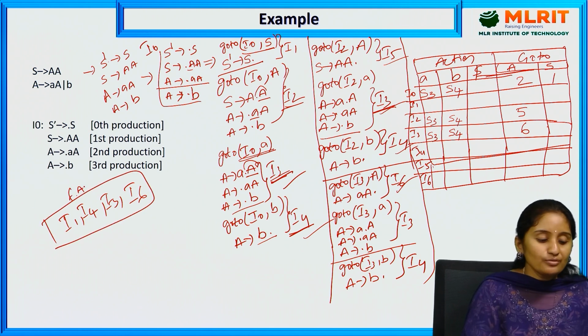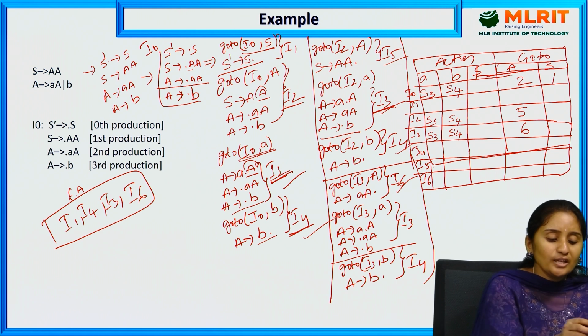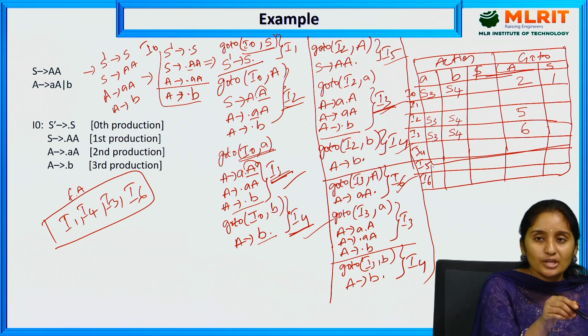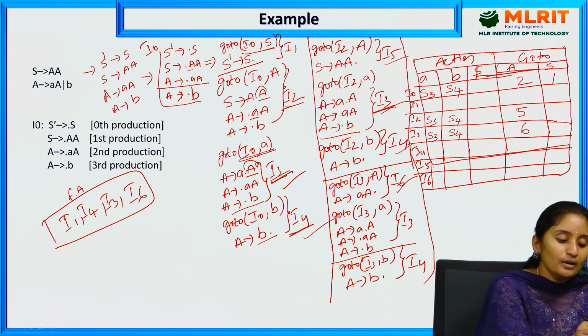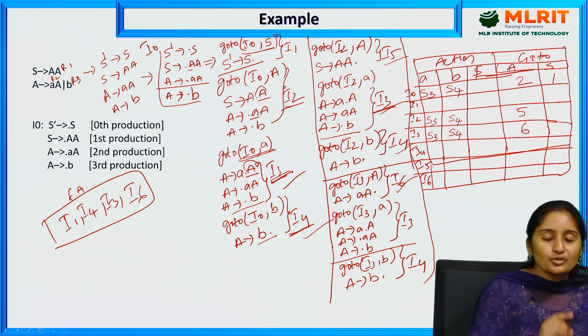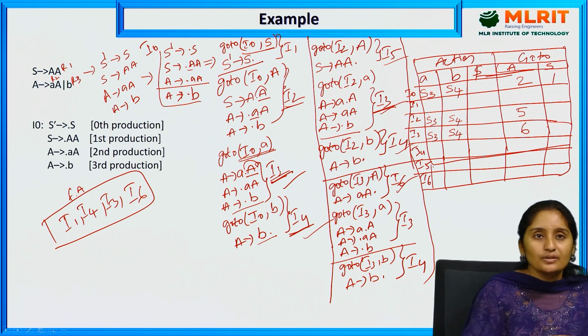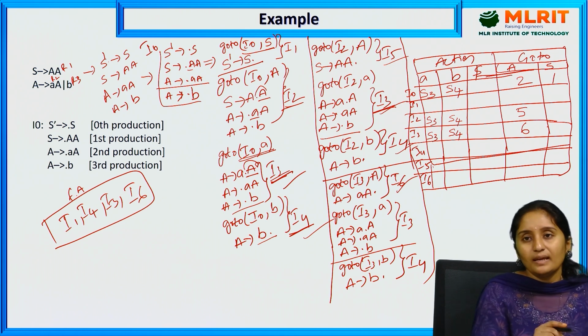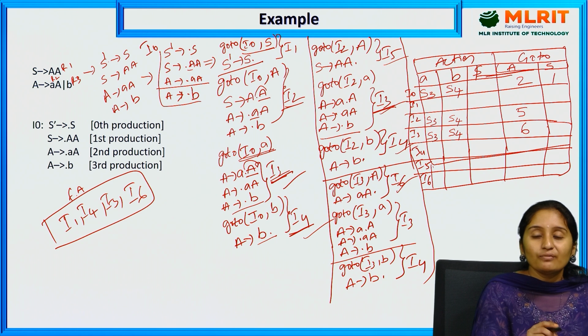What we need to do here is first write the numbers for the original productions: R1, R2, R3. These are the three productions we have, and these are the numbers I gave them. Then in SLR we need to find the follow of the LHS of each production.